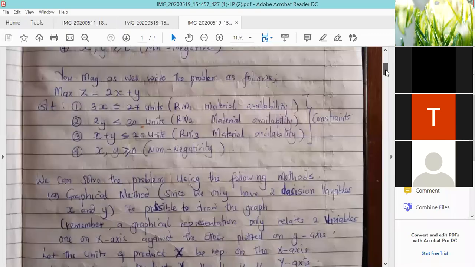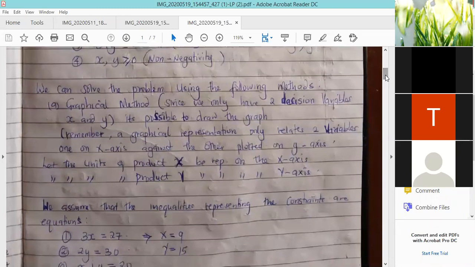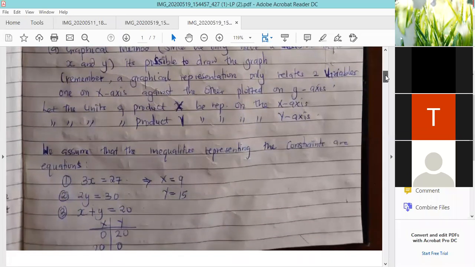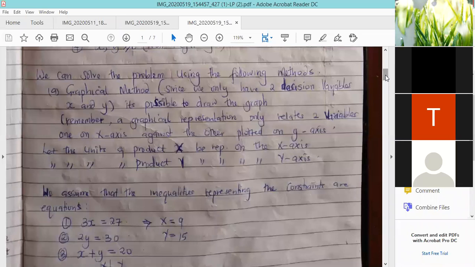Now, once you have formulated the LP, because in our case we are dealing with only two variables, the x and the y units, it's possible that we can solve it either through the graphical method or even using the simplex method. For today's session, I just want to touch on the graphical method. Then maybe tomorrow or another day that you'll agree, we can look at the simplex method.